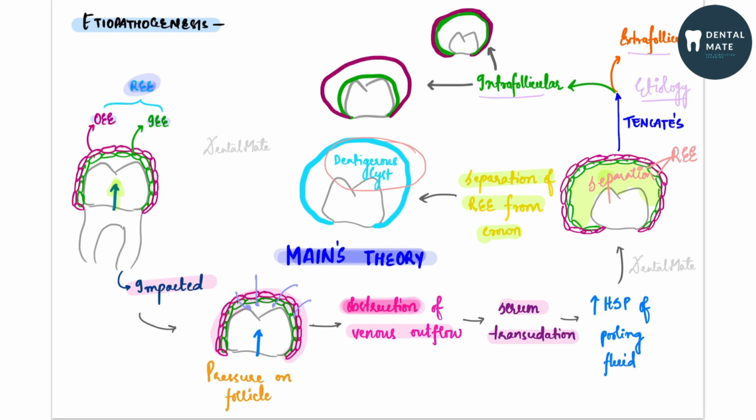First one, which we have seen earlier, is that there is accumulation of fluid in between the crown and the reduced enamel epithelium. So, if the fluid accumulates between the crown and the reduced enamel epithelium, this is one type of intrafollicular dentigerous cyst. Sometimes the inner enamel epithelium remains attached to the tooth or the crown and the outer enamel epithelium separates. Meaning there is accumulation of fluid between the inner enamel epithelium and the outer enamel epithelium. So this also gives rise to intrafollicular type of dentigerous cyst.